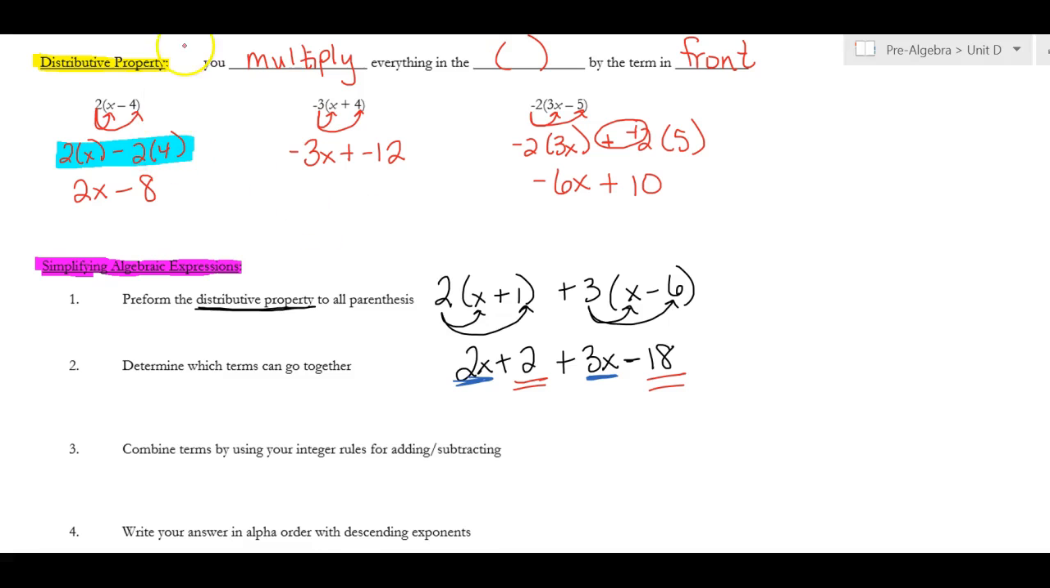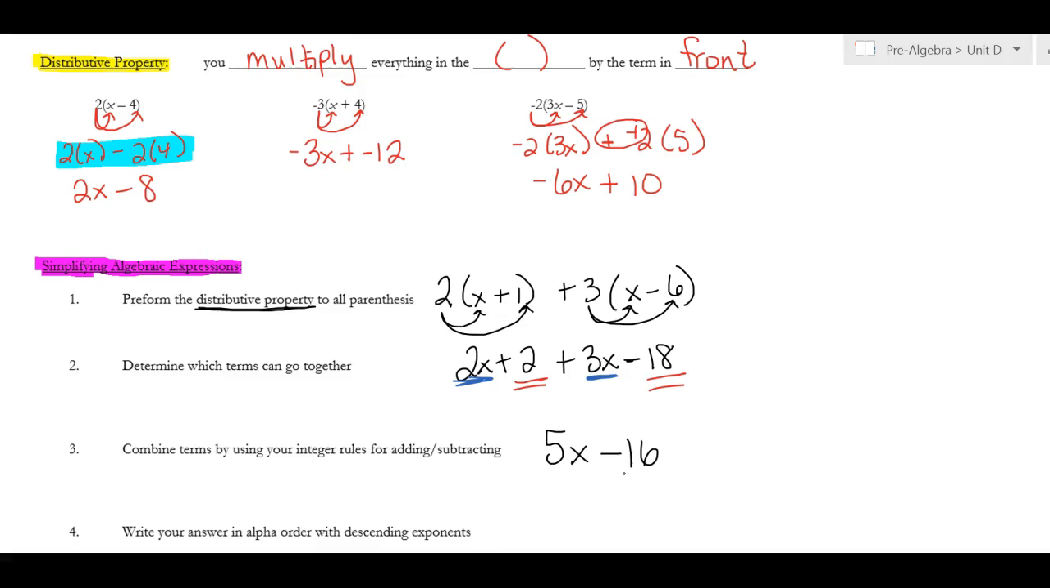Step 3 is actually for you to combine your like terms. Just do what you get. So a positive 2x and a positive 3x gives me 5x. And 2 and a negative 18 gives you a negative 16. And then the last step is you want to write in alpha order with descending exponents, which we've done. We have it in our x and then our numbers.